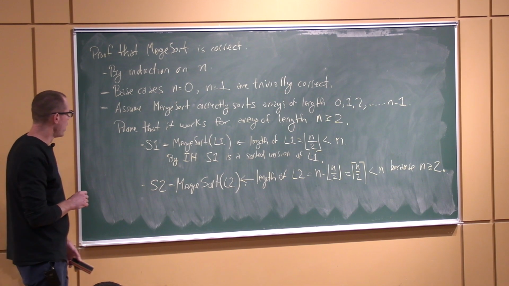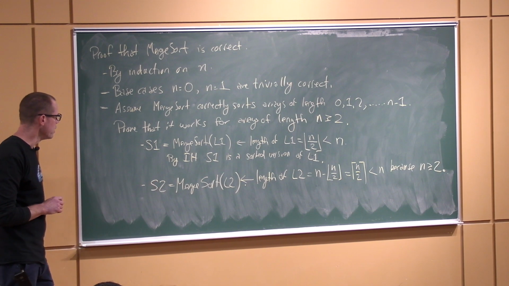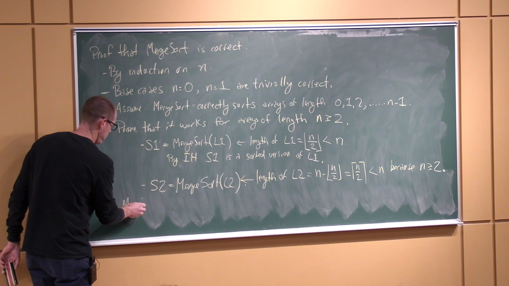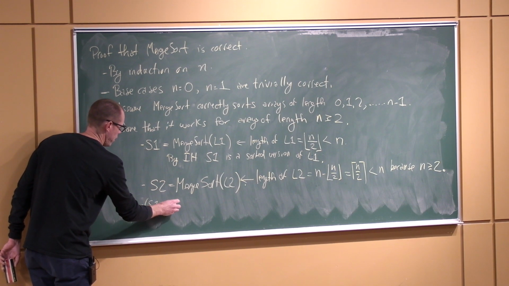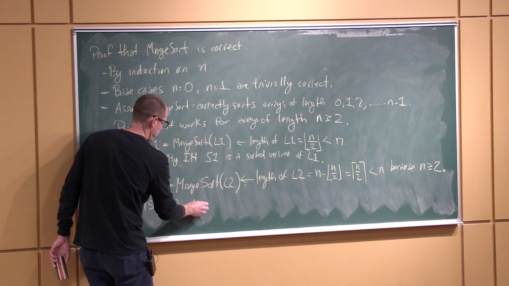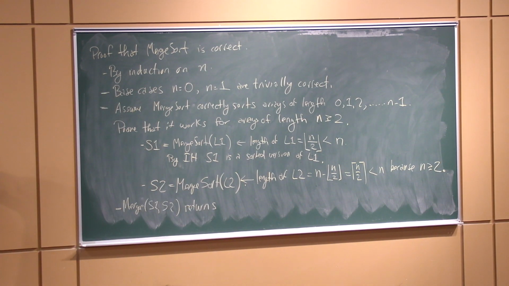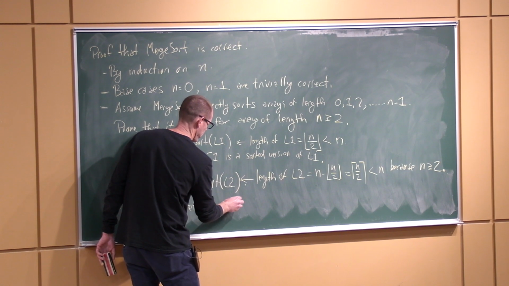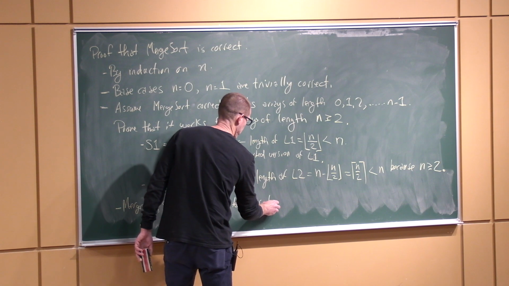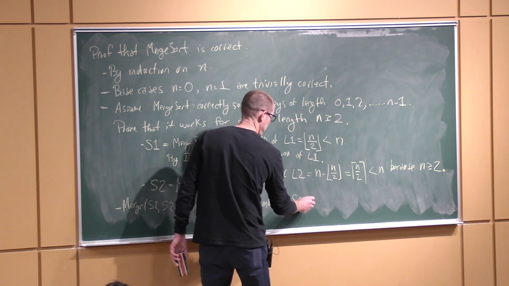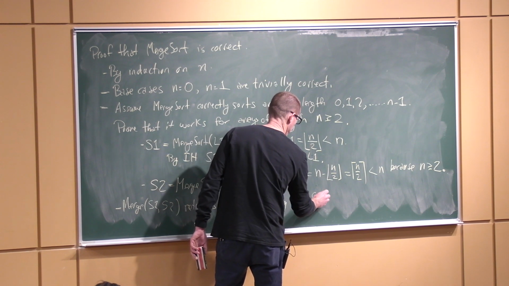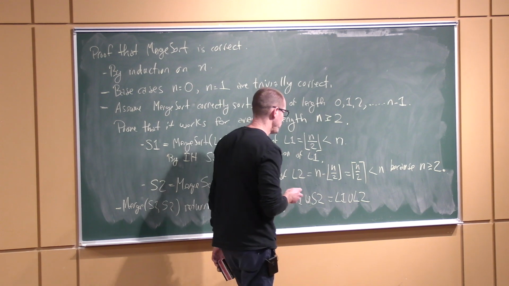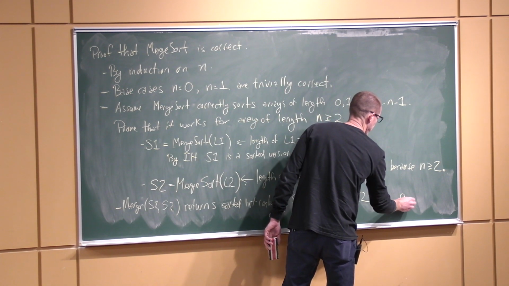All right, and now we come back to this: S1 is indeed a sorted version of L1, S2 is indeed a sorted version of L2, and merge of S1, S2, we argued by inspecting the code, correctly returns a sorted list containing S1 union S2, which is the same thing as L1 union L2, which is the same thing as the original input list A1 through AN. Okay.